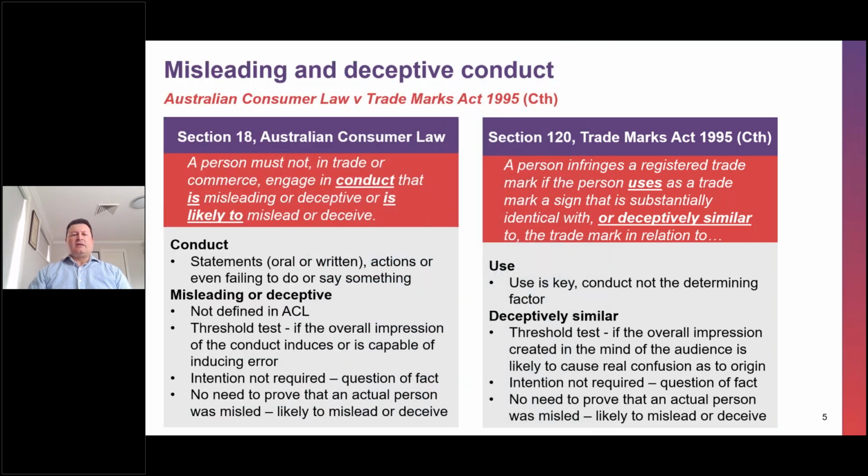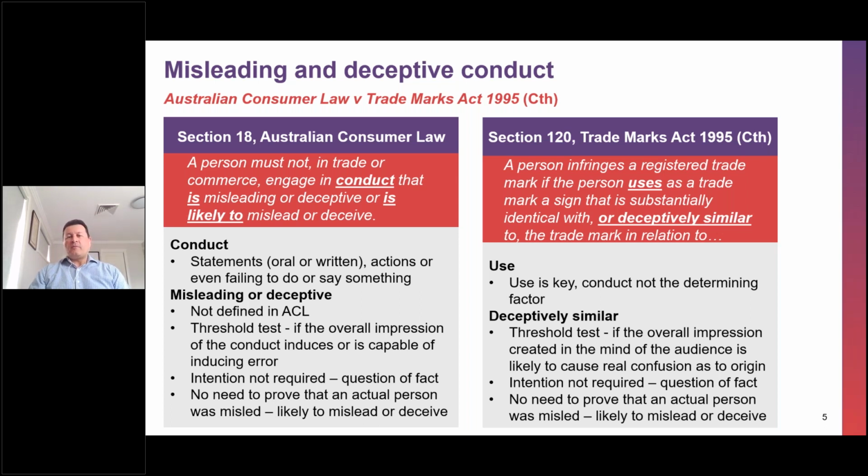So Section 18, Australian Consumer Law. It applies across a broad spectrum of conduct, and that can be whether it's directed to the public at large or to two individuals negotiating a private contract. The key factor for misleading and deceptive conduct under the consumer law is its conduct. So Section 18 says a person must not in trade or commerce engage in conduct that is misleading or deceptive or is likely to mislead or deceive.